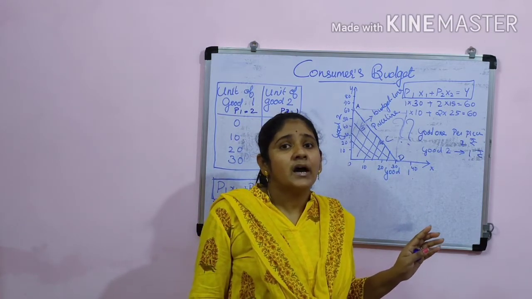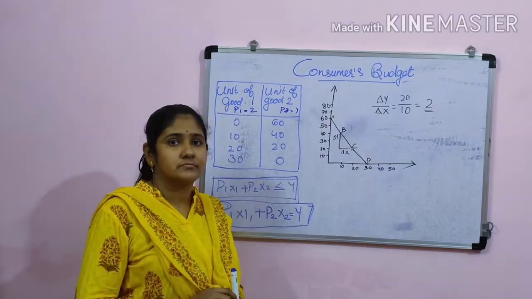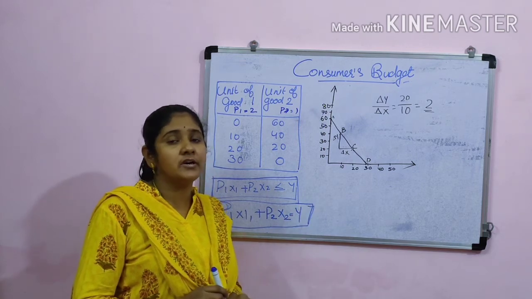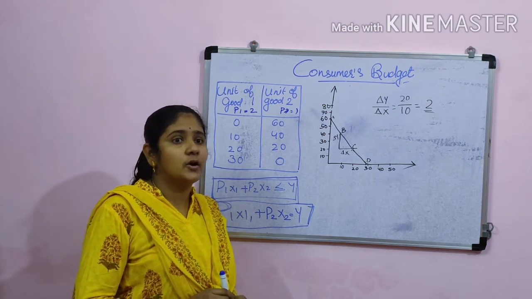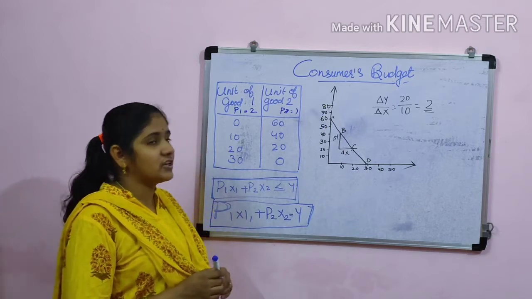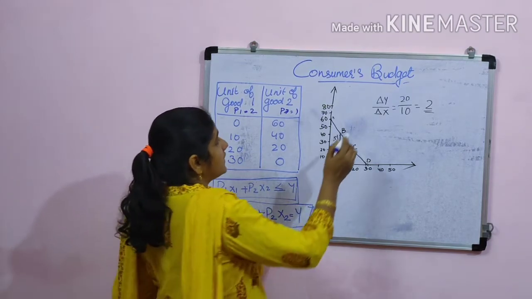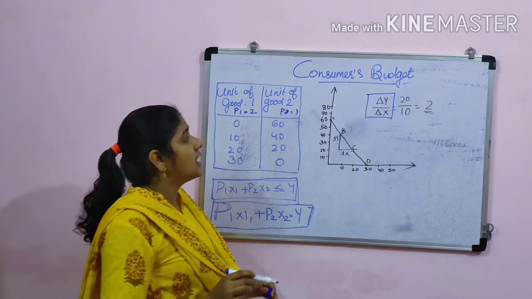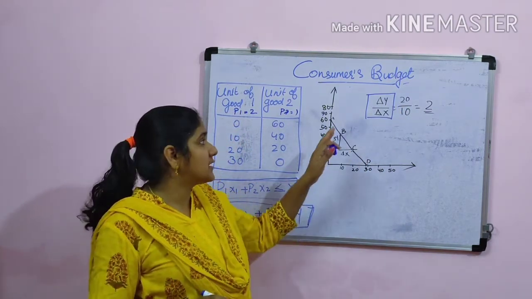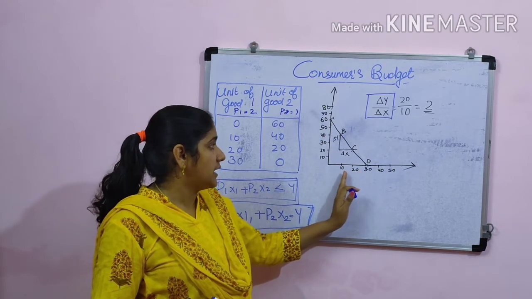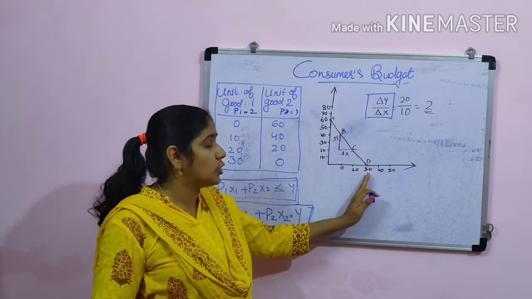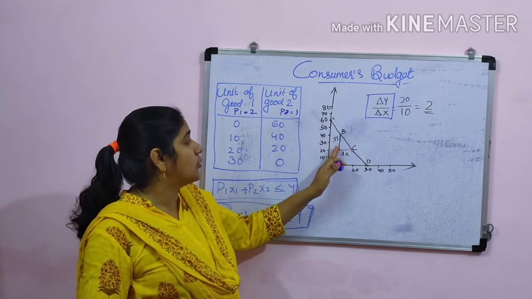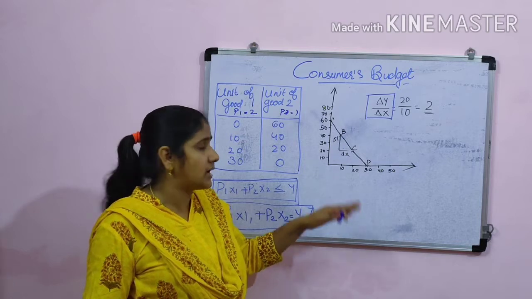Now, students, here we are going to measure the slope of the price line. The equation for that is change in y upon change in x. It means that when we are getting more of commodity x, how much of commodity y we are sacrificing for that.